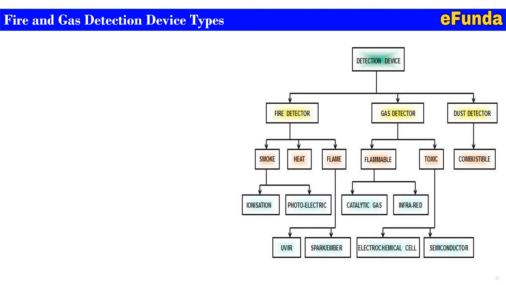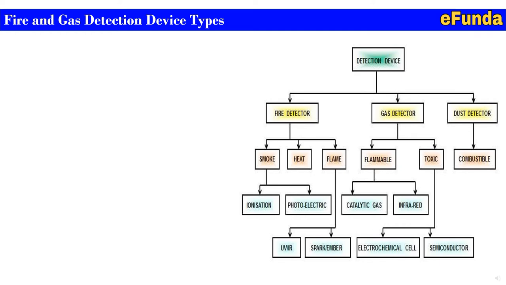Moving on to fire and gas detection device types, one can refer to the block diagram or a typical classification diagram where the detection devices, that is fire, gas and dust detectors, are provided, and simultaneously the various subcategories or sub-classifications are provided. Fire is divided into smoke, heat, flame; gas detector, that is flammable and toxic; dust detector, that is combustible. Further these are categorized: smoke, that is ionization and photoelectric type; flame type, it will be UV, IR and spark or ember type. Then the flammable gases are divided into the catalytic gas type and infrared type.